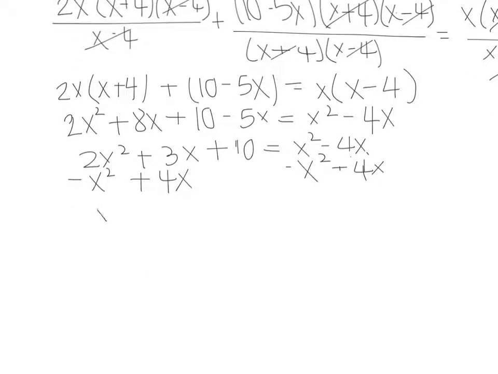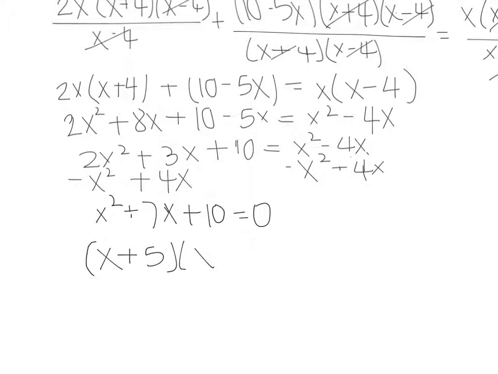Which is going to give us x squared plus 7x plus 10 equals 0. And again, we have a quadratic, so in order to solve for x, we're going to factor. So in this case, we're looking to see what multiplies to 10 but adds to 7, which is going to be 5 and 2. So we get x plus 5 times x plus 2, still equal to 0.